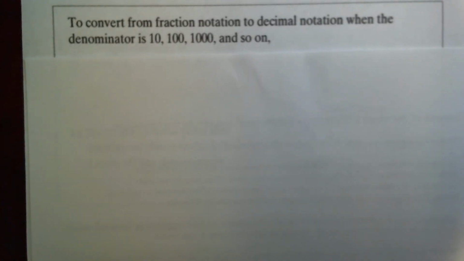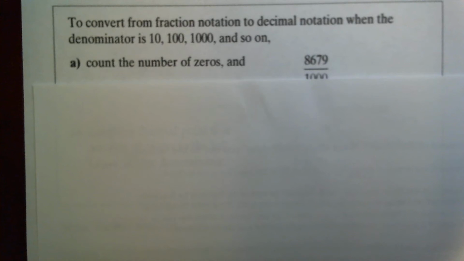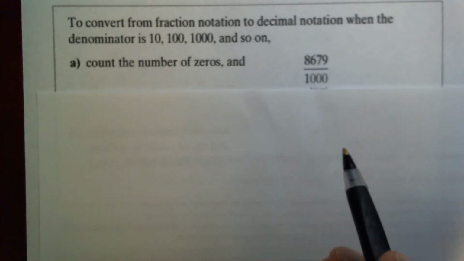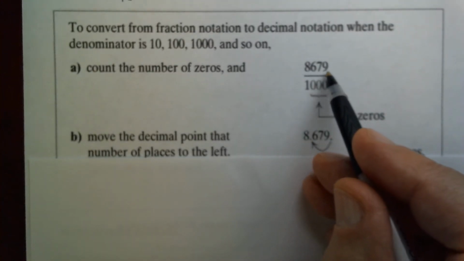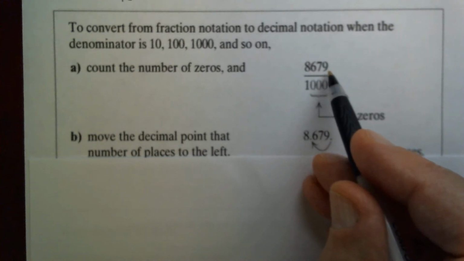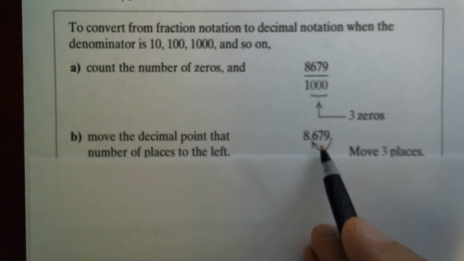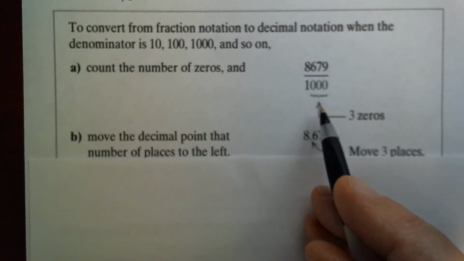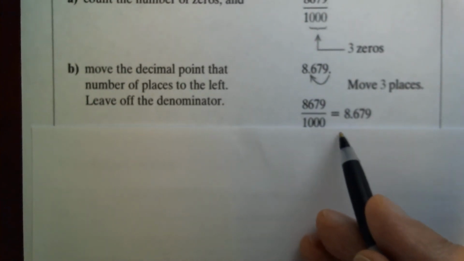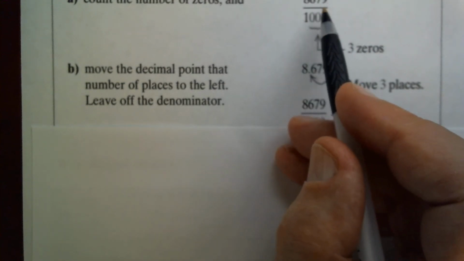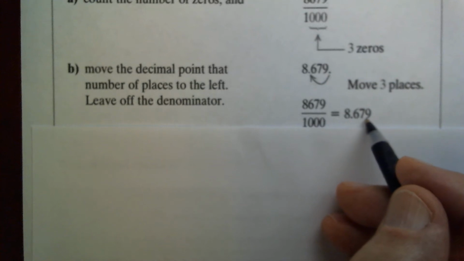To convert from fraction notation to decimal notation, when the denominator is 10, 100, 1,000, 10,000, and so on, we count the number of zeros. Like in this example, 8,679 divided by 1,000, there are 3 zeros, and then we move the decimal point, which is implied, of course. There is no decimal shown, but it's an implied decimal that follows the 9. We move it 3 places to the left, because there are 3 zeros in the denominator. And then we simply leave off the denominator. In other words, 8,679 thousandths is 8.679.